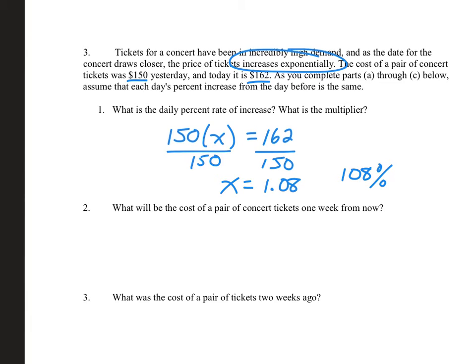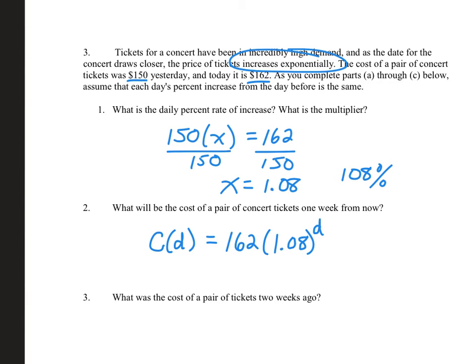So what will the cost of a pair of tickets be a week from now? Why don't we write an equation that'll help us do that? Oh, this time I'm not going to use y. I'm going to be cool. I'm going to go cost as a function of the number of days. C of D is equal to, it says 162 is today, so I'm going to start with 162 today. I'm going to multiply that by 1.08, that would be tomorrow. And I'm going to raise that to the power of D days.